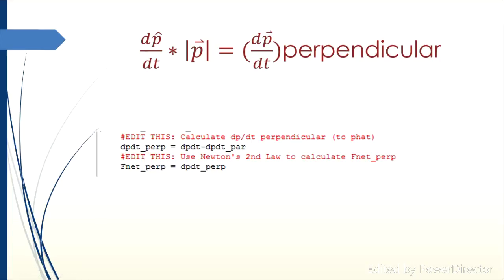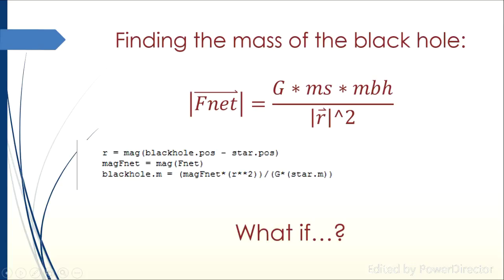We found the perpendicular component of the net force by using the principle that net force equals the parallel component plus the perpendicular component. I found the mass of the black hole by using the formula for gravitational force, which, in this case, is the net force.